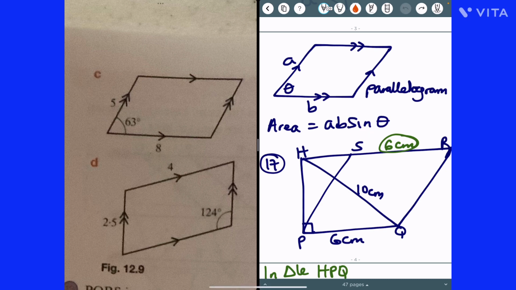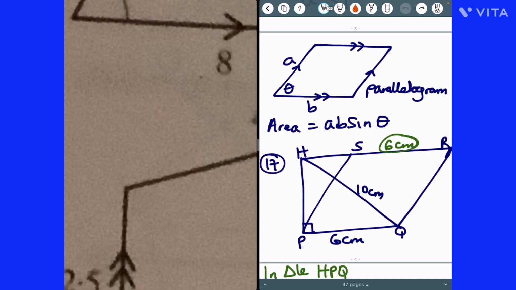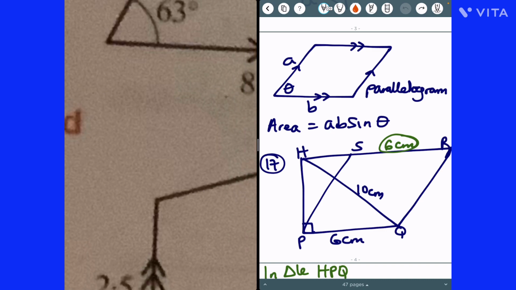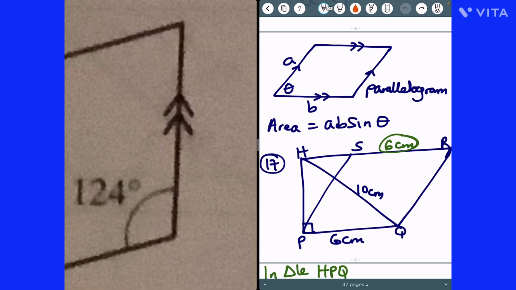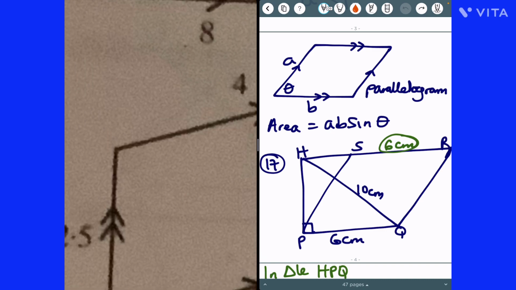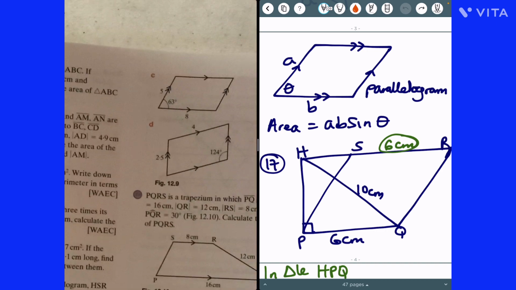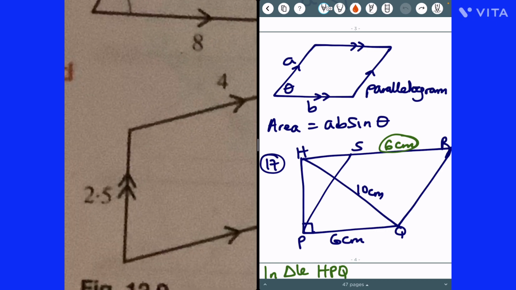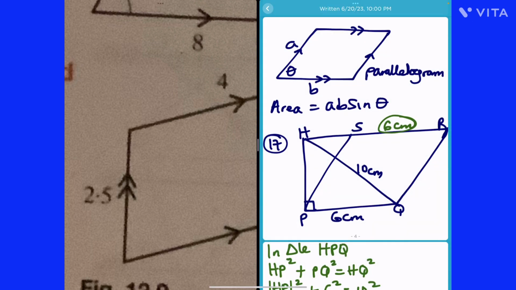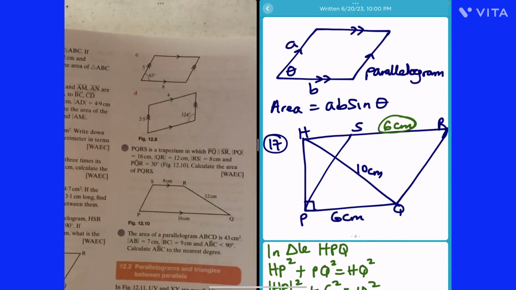So the second one is the same way. If this is 124, this angle too will be 124. So if this angle is 124, this one too is 124. So that means between 4 and 2.5, you have 124. You can now do 2.5 times 4 times sine 124 to get your answer.